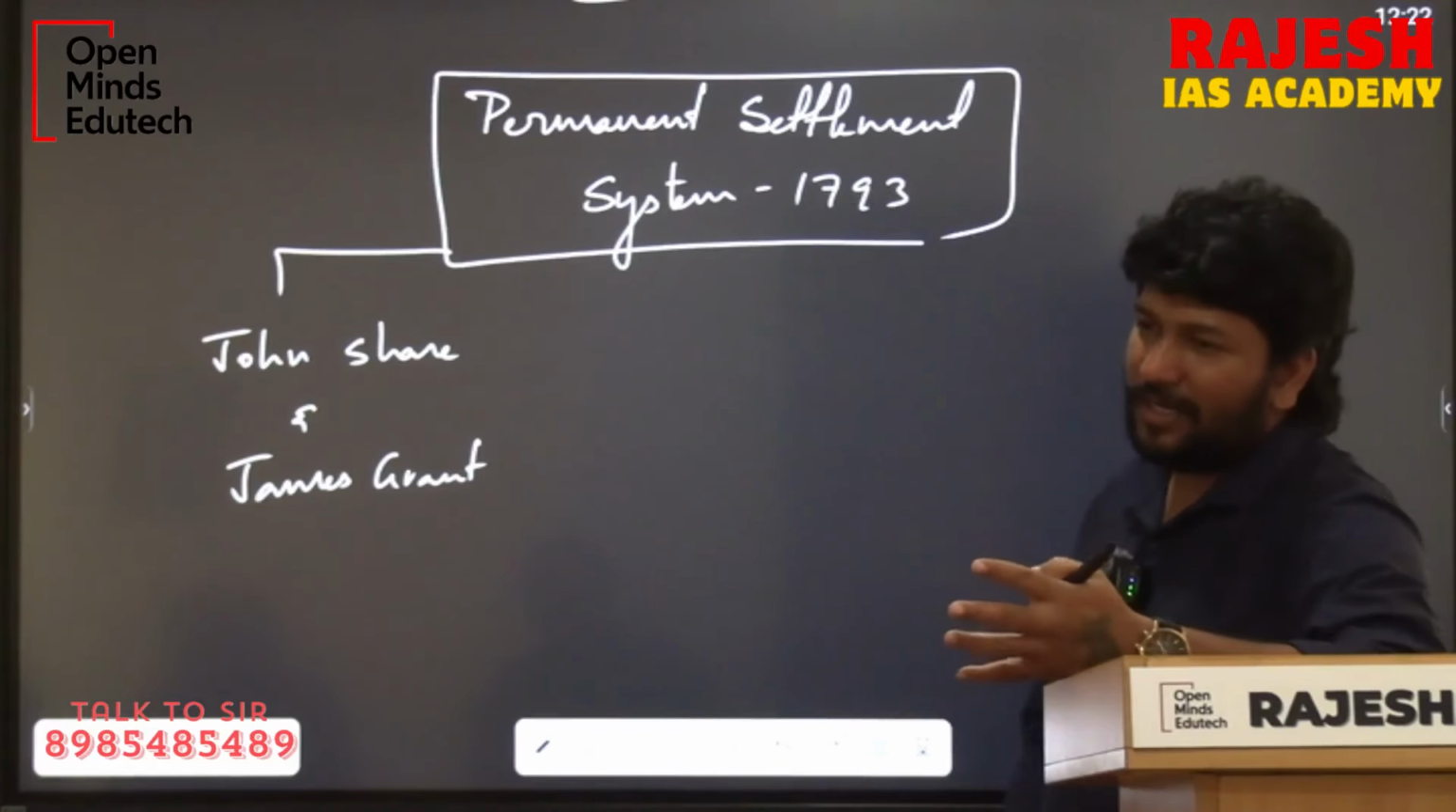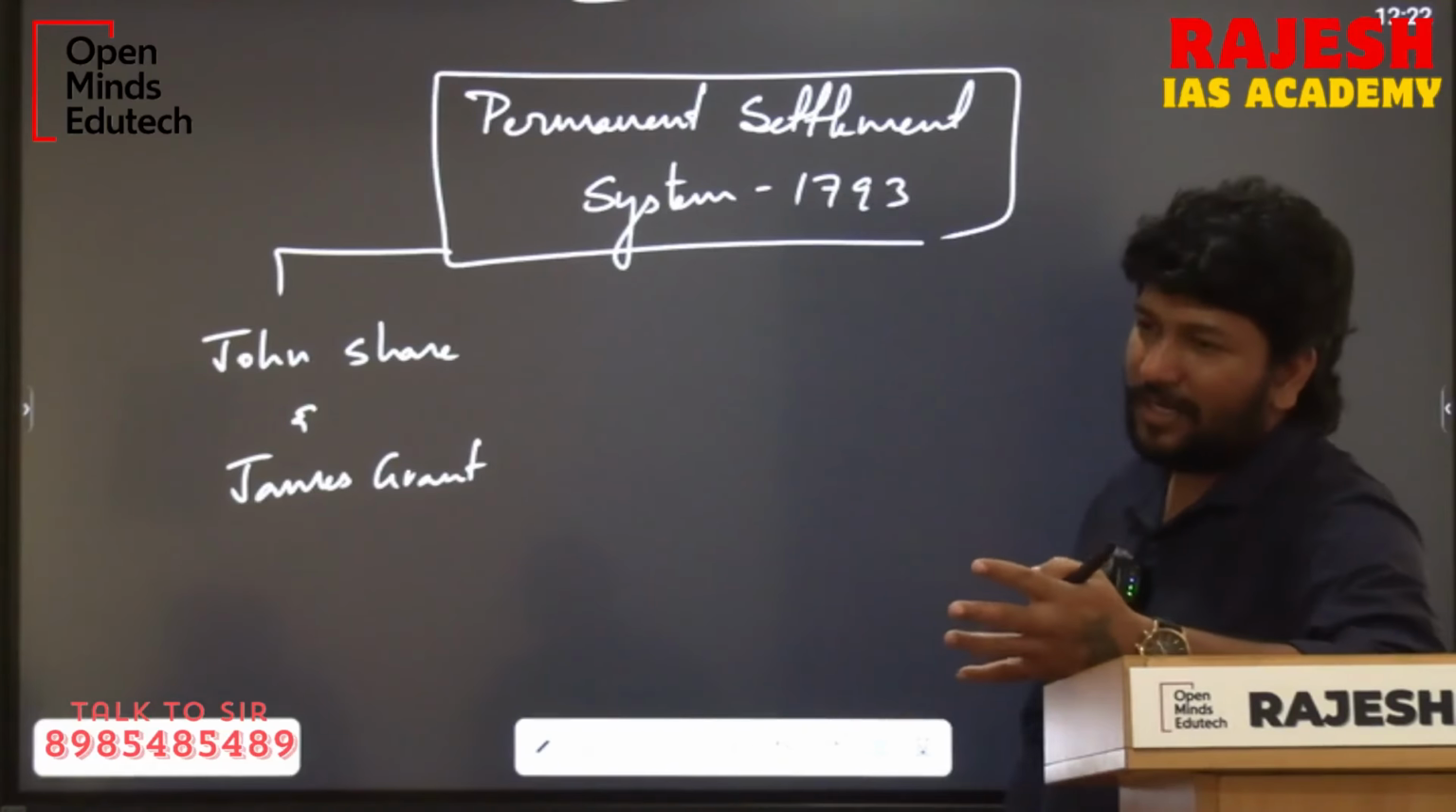Initially, this was introduced in the 1790s. It was fixed for 10 years, so for 10 years they will continue the same way. But in 1793 it was made permanent. The year is very important. They will ask when the permanent system was introduced, 1793. The Governor General they will also ask, and who helped them also they will ask.